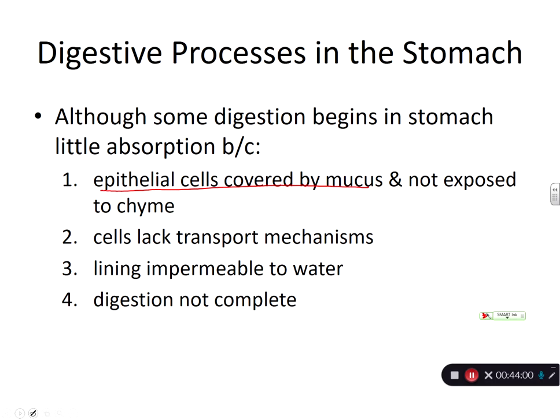It's not even exposed to the chyme and the nutrients, so you can't really absorb through that. The cells that line the stomach don't even have transport mechanisms for absorption. The lining of the stomach is impermeable to water, so you can't absorb anything. And the biggest reason, I think, is because digestion's not done.